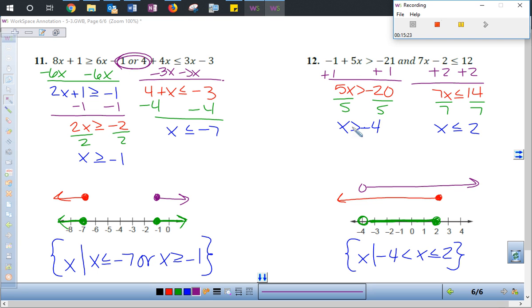Finally, pause the video and do number 12 on your own. Okay, when you solve your first inequality, you should get x is greater than negative 4, and that's an open dot with an arrow going to the right. And our second inequality is x is less than or equal to 2, which is a closed dot with an arrow going to the left. Since this is an and inequality, I want where these two graphs overlap. They start overlapping at negative 4, and they stop overlapping at 2, so it's an open dot on negative 4, closed dot on 2, and filled in between. Finally, we have the set of all x's such that x is greater than negative 4 and x is less than or equal to 2.